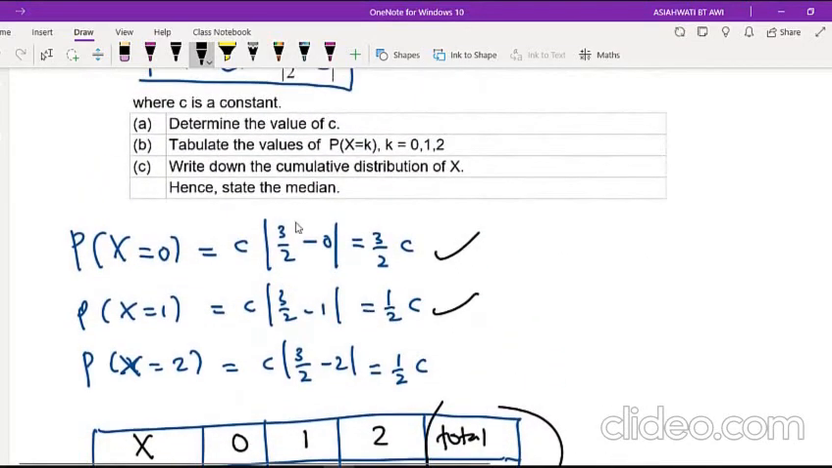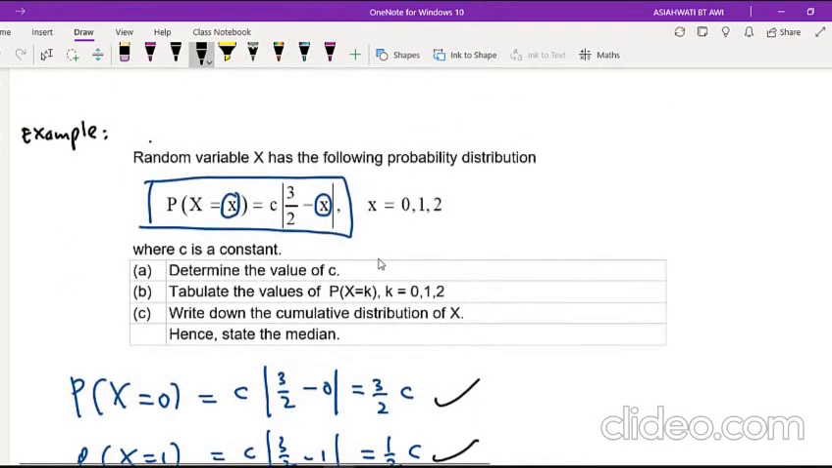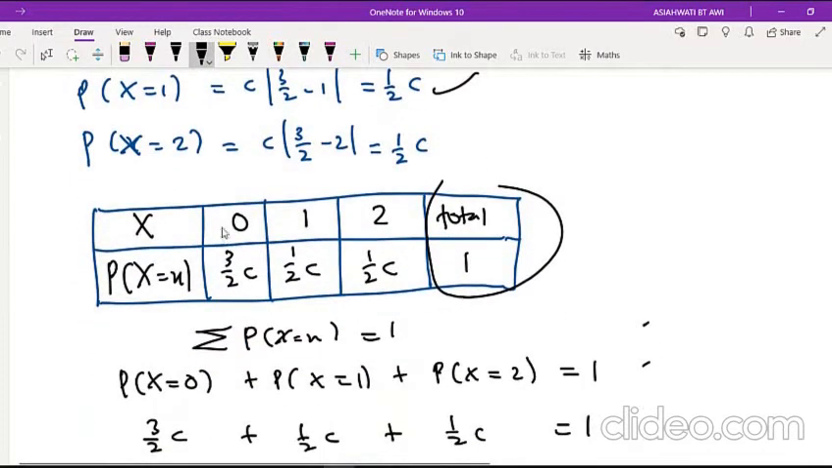For part B, tabulate the values of P(X = x) for x equals 0, 1, 2. It's the same table, right? This is x, this is K. So this is x: 0, 1, 2, and K: 0, 1, 2. So the same thing. We just use the same table and substitute c as 2 over 5.